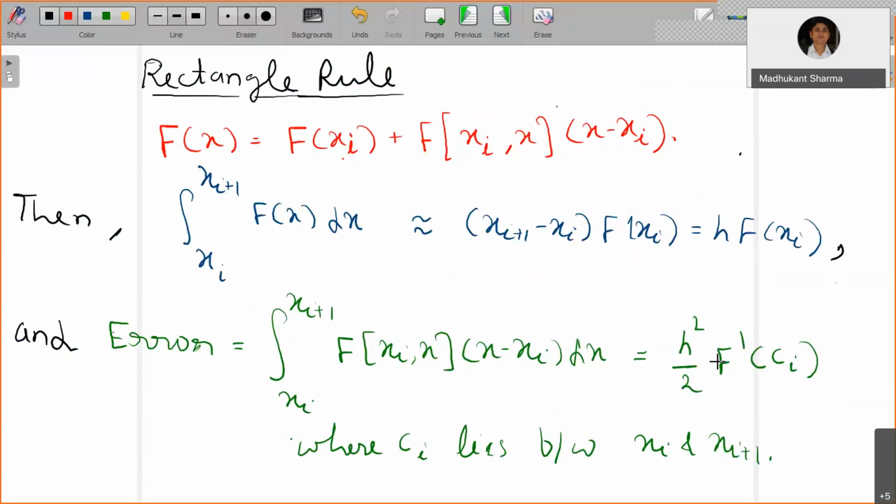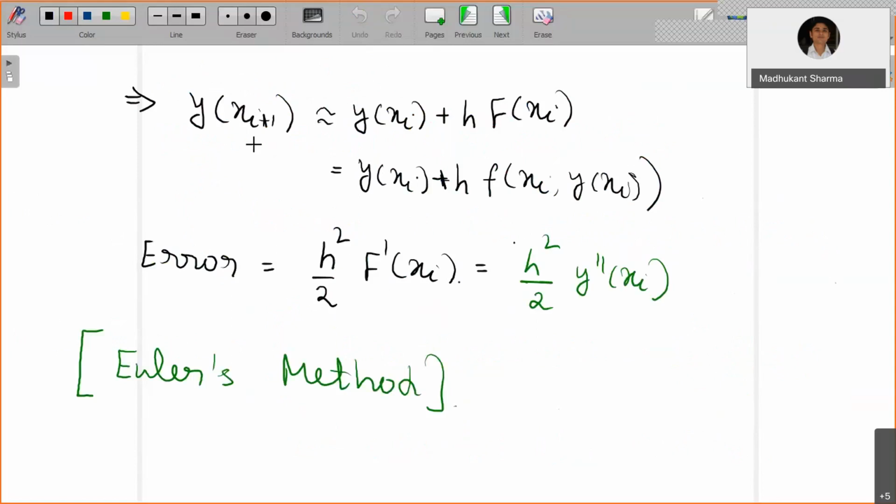Likewise you can replace these things here. Once you use this, if you substitute in the above equation, you can say that y at xi plus 1 is approximated by y at xi plus h times f of xi. Replace f of xi by small f, so small f at this, plus h square by 2 f dash at xi. That is going to be the y second derivative at x, and which is nothing but Euler's method that you have got.